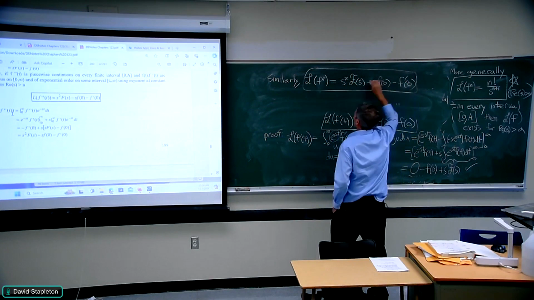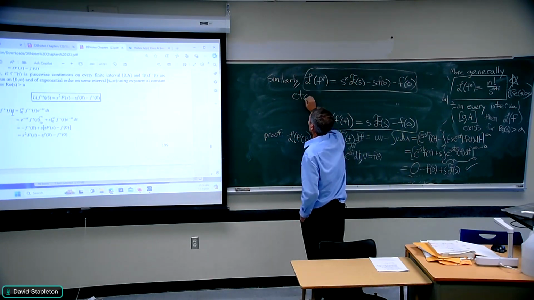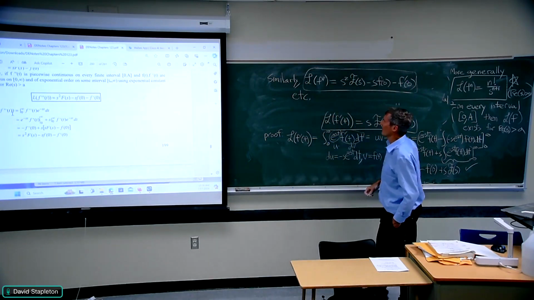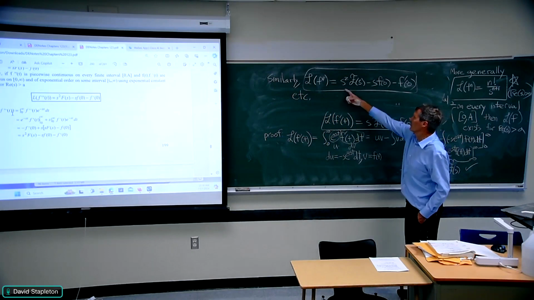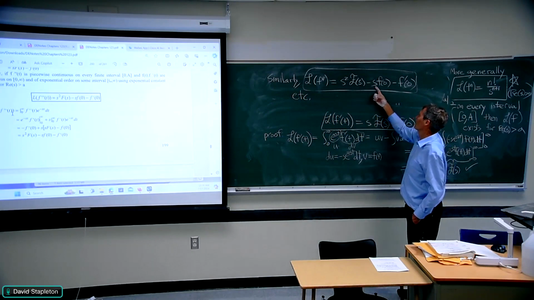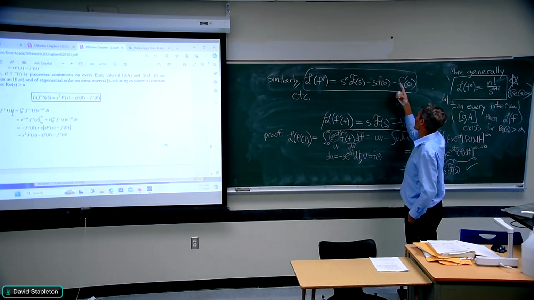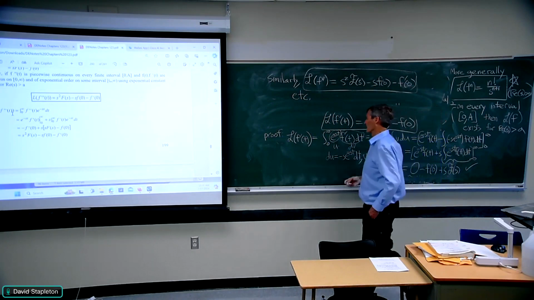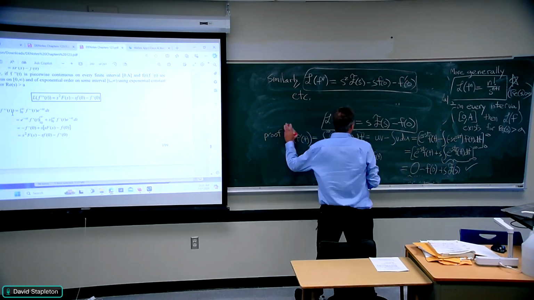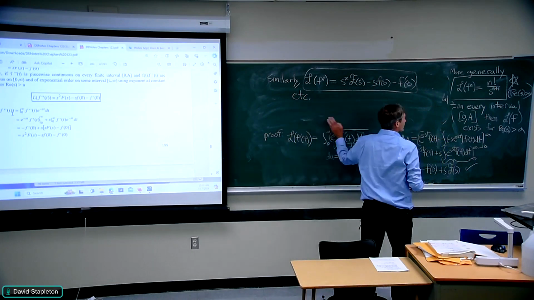And we'll put et cetera because this applies to higher derivatives. However, we're only going to use the first two, I think. You can certainly do the third derivative: s cubed F of s minus s squared f of 0 minus s f prime of 0 minus f double prime of 0. So you can see how it extends. But that allows us to solve differential equations.